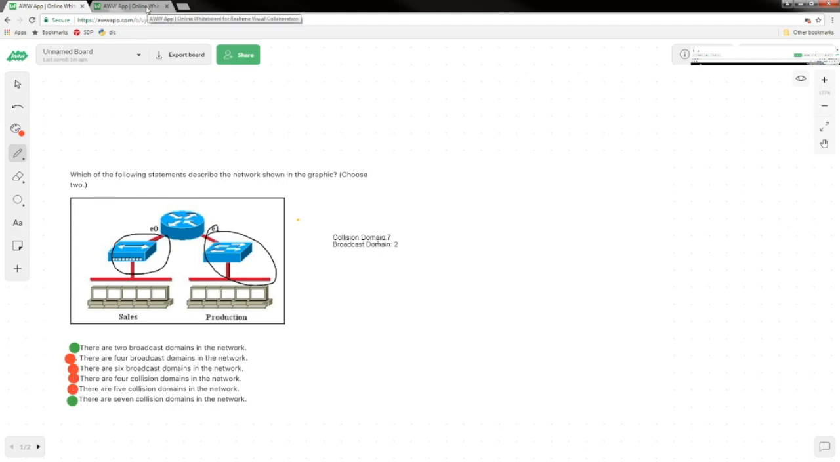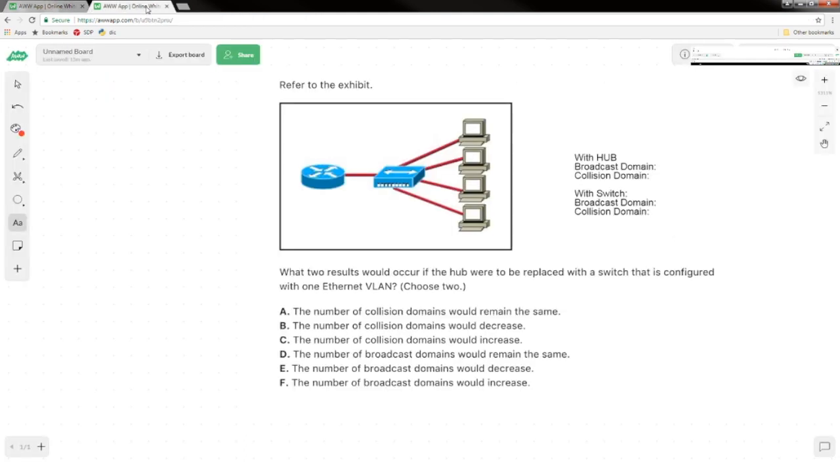Okay. Now let's review one more question which is similar in nature. In this scenario, we have a diagram with a hub connected to a network, and the question is, if we replace this hub with a switch, what happens? Let's calculate the number of collision domains and broadcast domains with the hub, and then we'll do it with the switch and see what happens.